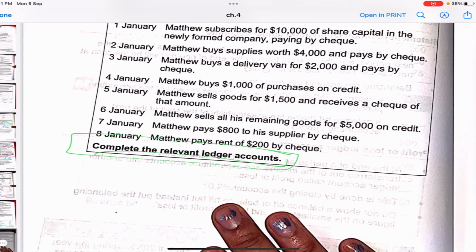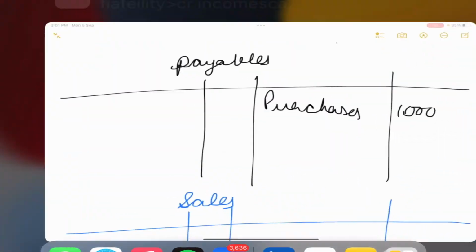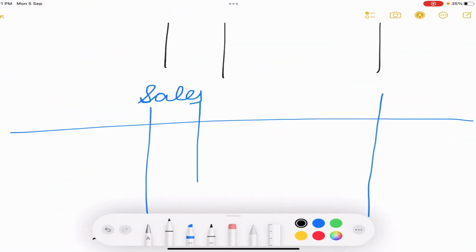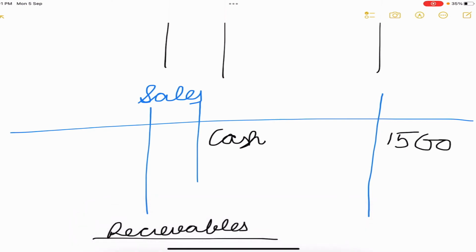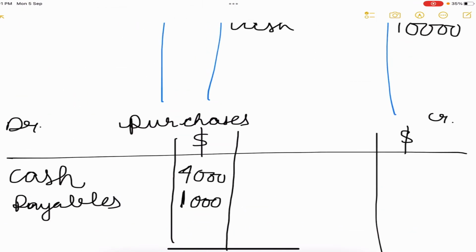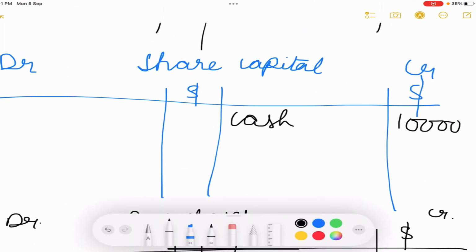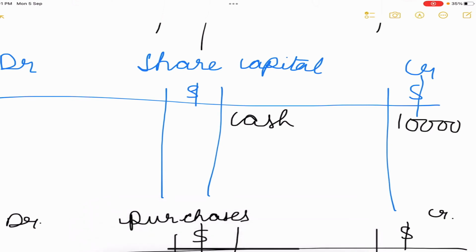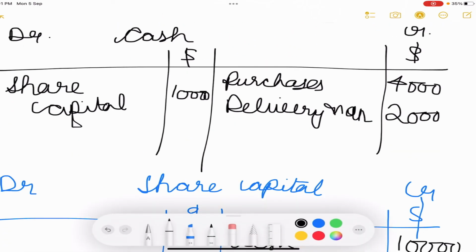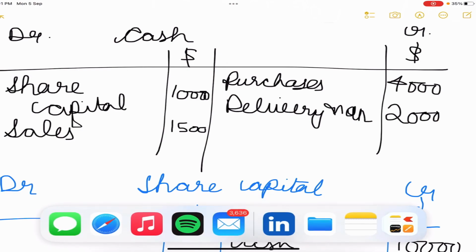The next part of the question is Matthew sells goods for $1,500 and receives a check of that amount. Cash to sales. Cash account debit to sales, right? That's how it is. So it is 1,500, and let's go to the cash account. Where is the cash account? Yeah, and here we have sales. And how much is sales? 1,500, right? The next entry.